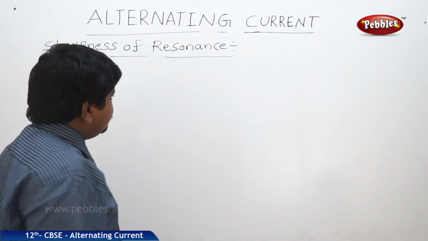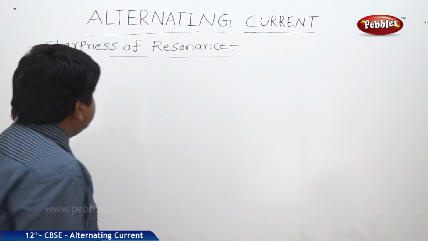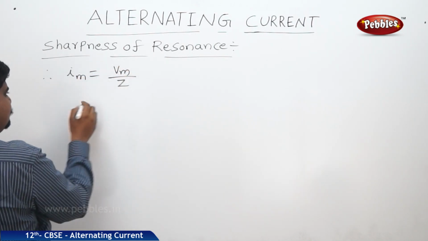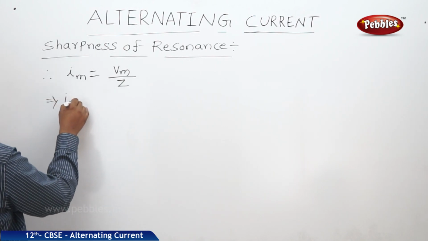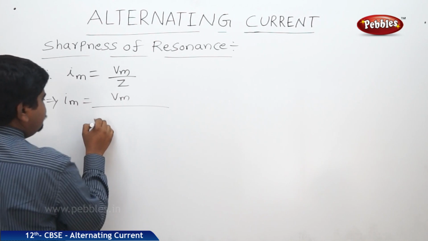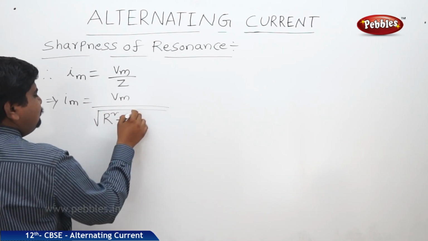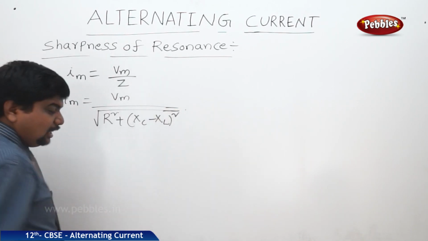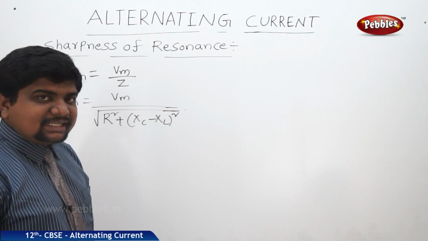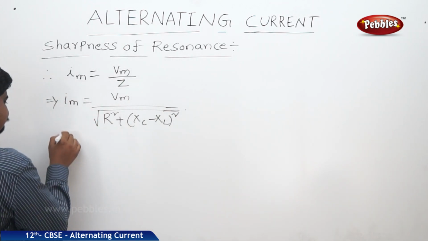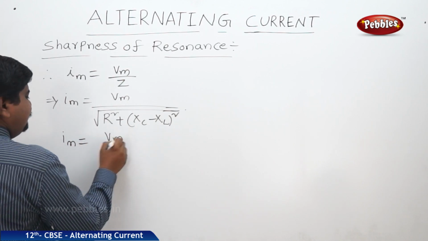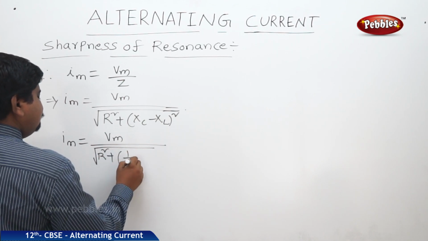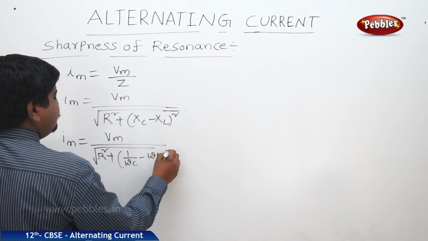What is the use of this sharpness? We are going to find out. We know that Im is equal to Vm by Z, and this equation turns into Vm by under root R square plus (Xc minus XL) whole square. Writing Xc is equal to 1 by omega C and XL is equal to omega L, therefore Im is Vm by under root R square plus (1 by omega C minus omega L) whole square.